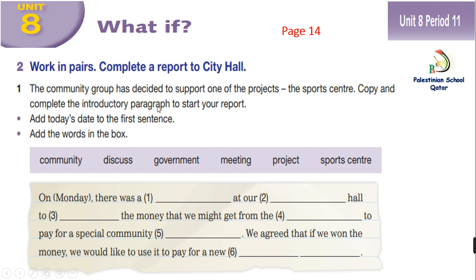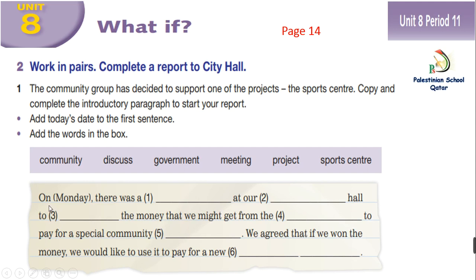Now, what you want to do is this. Add today's date to the first sentence and add the words in the box. Here we have the words: community, discuss, government, meeting, project, sports center. We need to put these words in the spaces in this introductory paragraph.